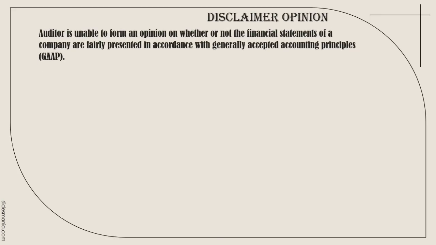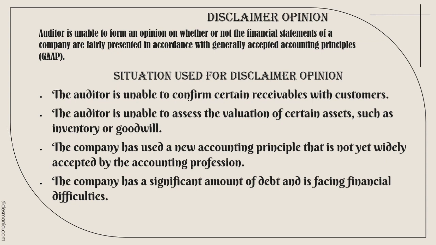Disclaimer opinion. The auditor is unable to form an opinion on whether or not the financial statements of a company are fairly presented in accordance with generally accepted accounting principles (GAAP). Situations used for disclaimer opinion. The auditor is unable to confirm certain receivables with customers. The auditor is unable to assess the valuation of certain assets, such as inventory or goodwill. The company has used a new accounting principle that is not yet widely accepted by the accounting profession. The company has a significant amount of debt and is facing financial difficulties.